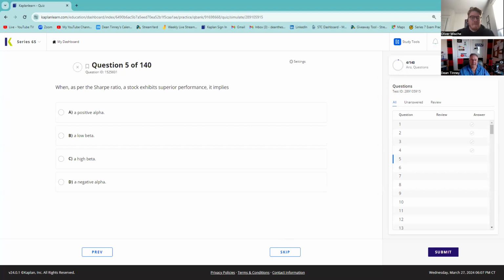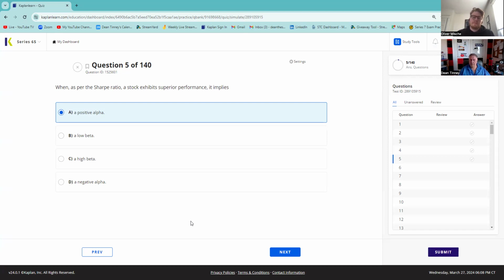When, as per the Sharpe ratio, a stock exhibits superior performance, it implies... It's not negative alpha, and I don't think it's beta. So I would assume it's A, a positive alpha. I love it. I love your process. That's why they're talking about it, perfect, right? It says superior performance, so you should immediately be thinking it can't be beta, because beta is about superior performance, wouldn't be negative.